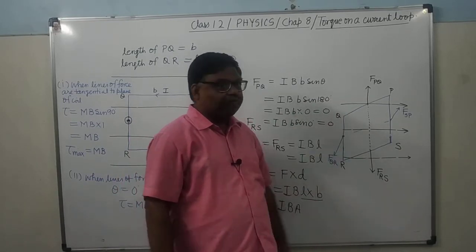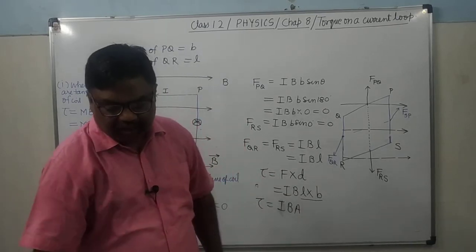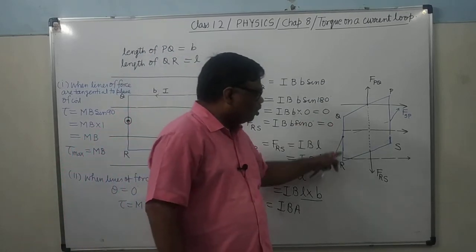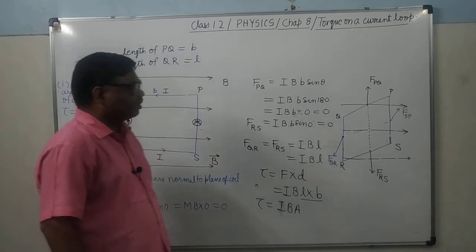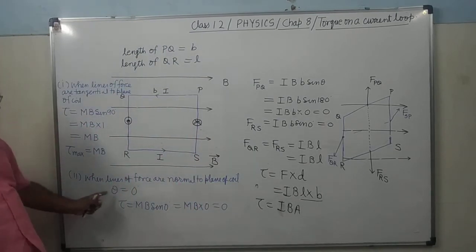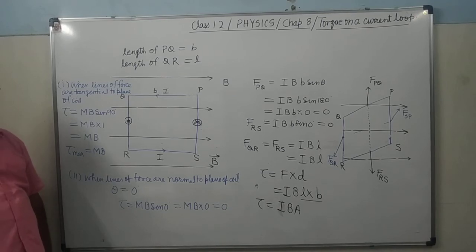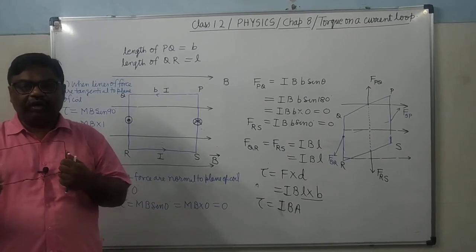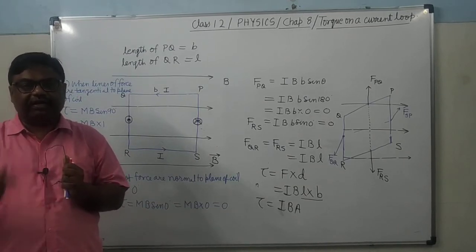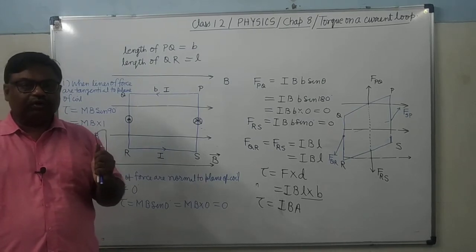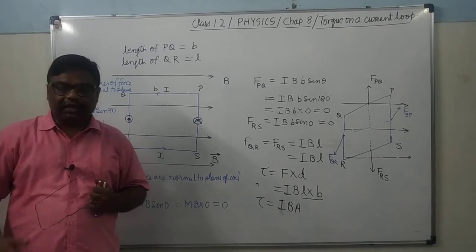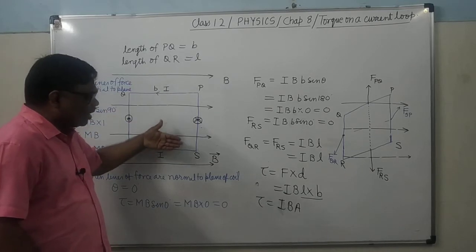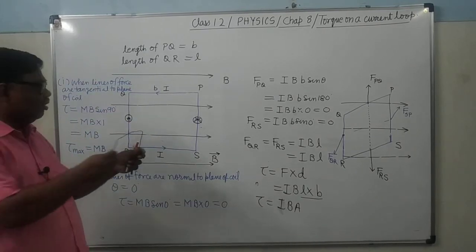Similarly, when the plane of coil will become perpendicular to the magnetic field, what will happen? There will be no net torque because of the forces acting on segment QR and PS. That torque will become 0, means on the whole there will be neither any torque nor any force when the plane of coil is normal to the magnetic field. Now I am going to deduce this formula for some arbitrary position of the coil. Arbitrary position means when the plane of coil is neither parallel nor perpendicular to the magnetic field.